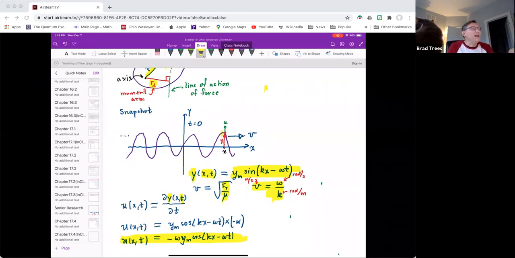Okay, now, does that answer part of the question here? That was the connection between u and v for a sinusoidal traveling wave.